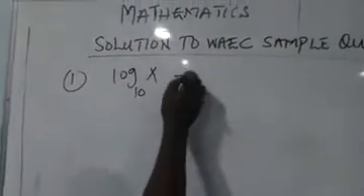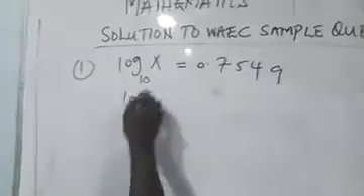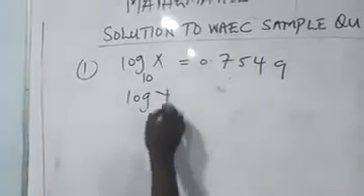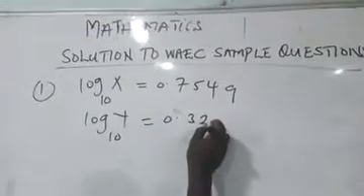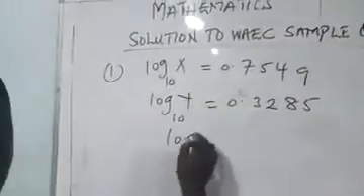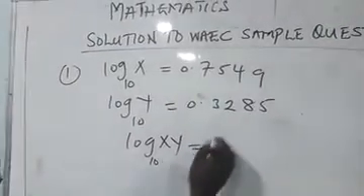Now, let's start with question 1. Question 1 says, you are given log x base 10 equals 0.7549 and log y base 10 given as 0.3285. Then we are asked to find log xy base 10. This is what they asked us to find.